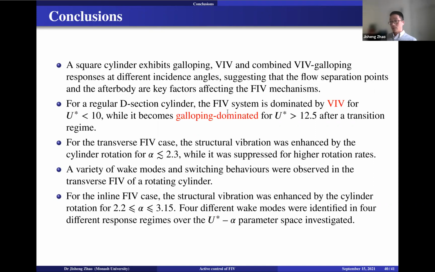So I try to use some chaotic analysis to look at that. And for the inline case, which is interesting, we didn't expect the very large amplitude. Imagine that for a non-rotating case, we have a 0.1 diameter oscillation amplitude. But if you impose a rotation, you can enhance that by 10 or 16 times. You can go up to 1.6 diameter.